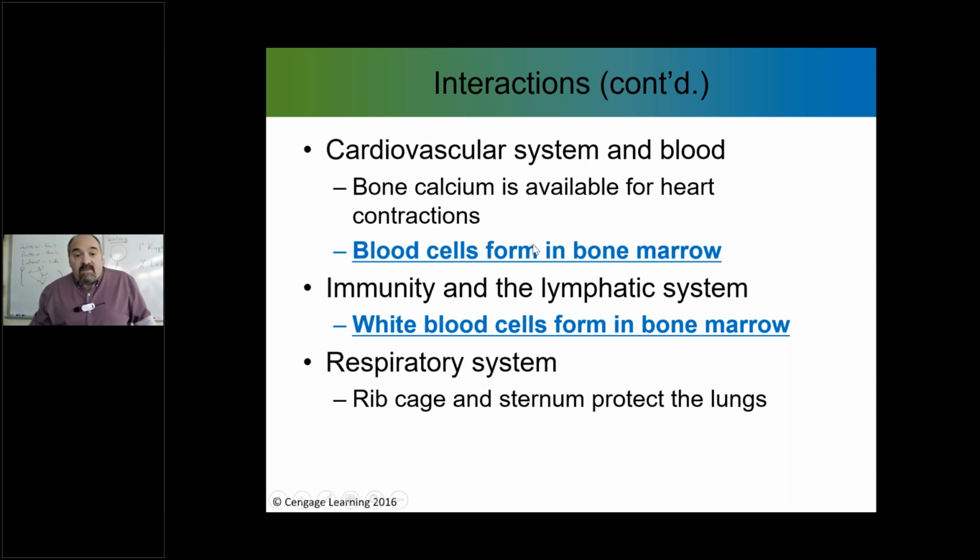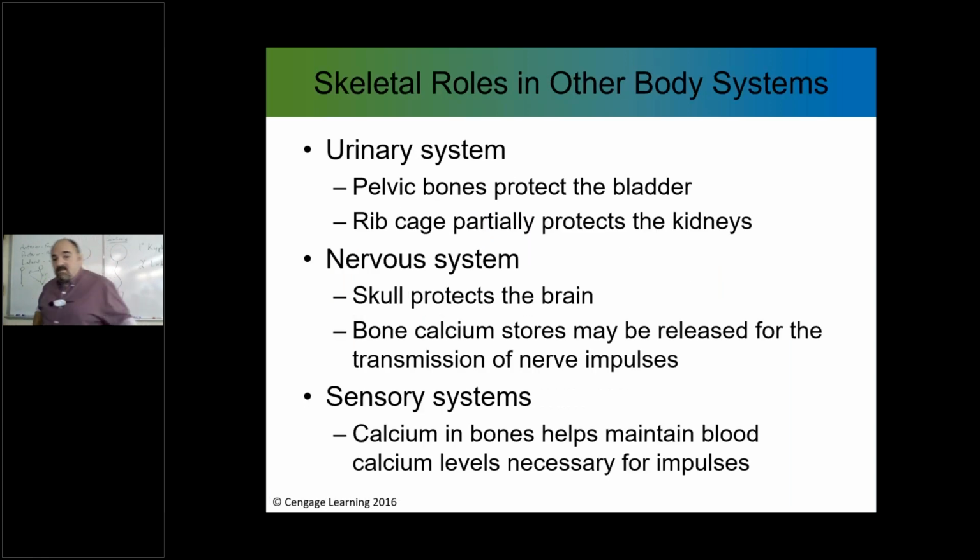Recall also that we have blood cell formation in the red bone marrow. So the immune function, the white blood cells that are being produced in the red bone marrow. Respiratory system, we have protection of the lungs, which is vital for life, so that we can respirate. Rib cage, sternum protect the lungs. The urinary system, pelvic bones are protecting the bladder. Also, the rib cage allowing for protection of the kidneys. This is where filtering blood in order to produce urine and remove waste products.